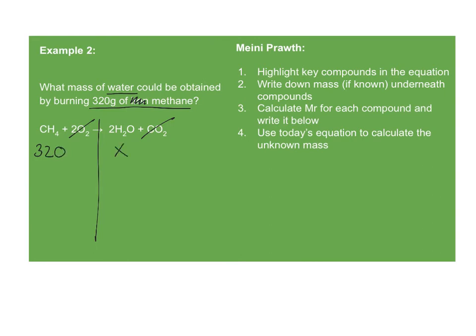So next thing we're going to do is work out their MRs. So we're going to have 12 times by 1, 1 times by 4. That's 12. That's 4. That equals 16. So that's the MR of CH4.